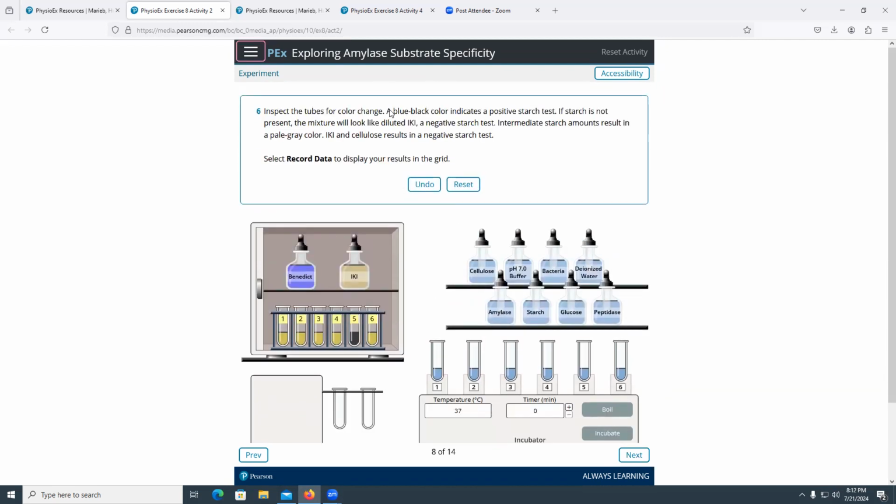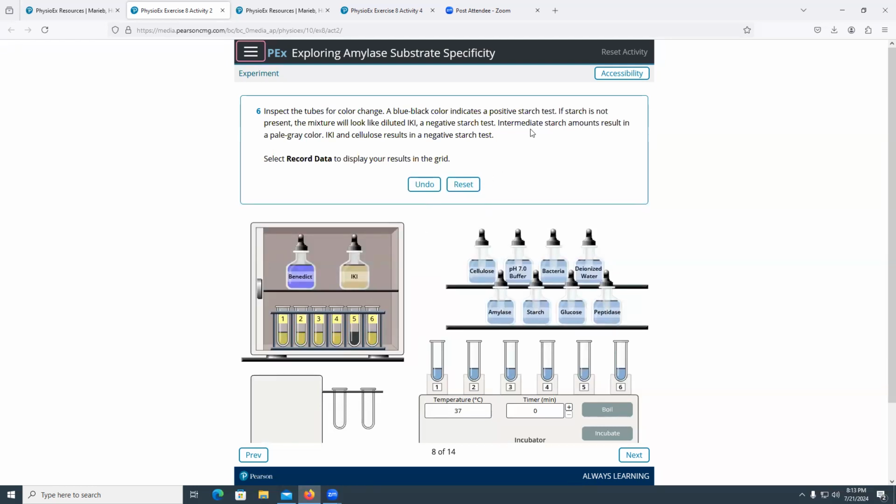So we said that a blue-black color indicates a positive starch test. So if we have a blue-black color, as in here, 5, that means we have starch. That means we had no reaction. So we have no products. That means we only have reactants. So our reaction did not go, our airplane did not take off. Everything is just in there. No reaction happened. So if starch is not present, the mixture will look like diluted IKI, a negative. So that's a negative starch test.